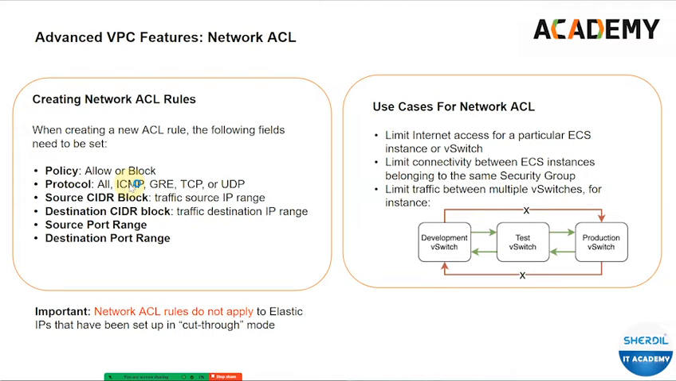The use cases for the network ACL are limited internet access for a particular ECS instance or vSwitches, limiting connectivity between ECS instances belonging to the same security group, and limiting traffic between multiple vSwitches for instances like deployment vSwitch, test vSwitch, production vSwitch.